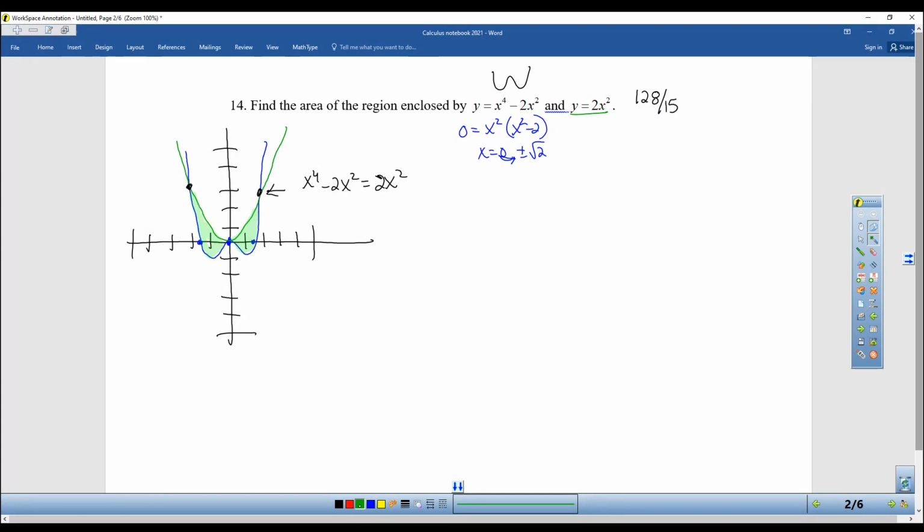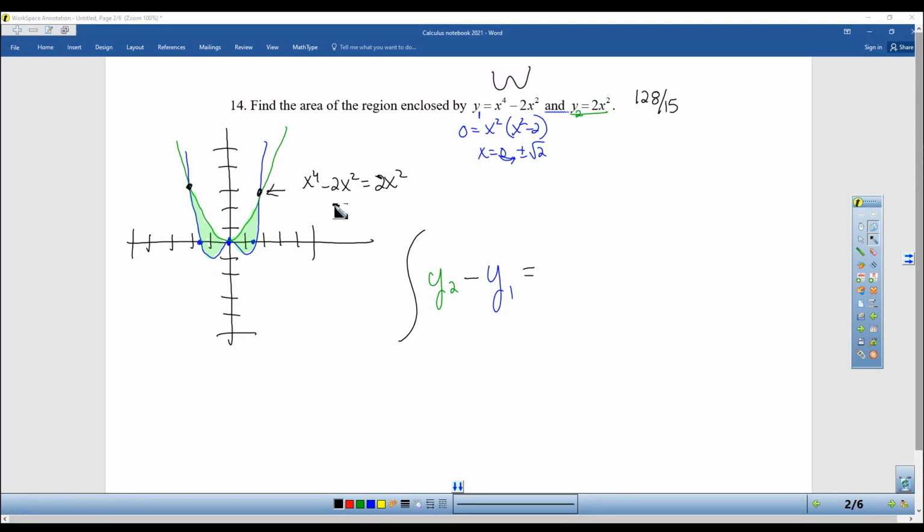If you're allowed to plug this into your calculator and you're not required to do it by hand, I would probably label this y1 and label this one y2, and then just simply write y1 minus, oh, actually the green one's on top, y2 minus y1, y2 minus y1. So if you're not required to show the work anyway, this is acceptable.